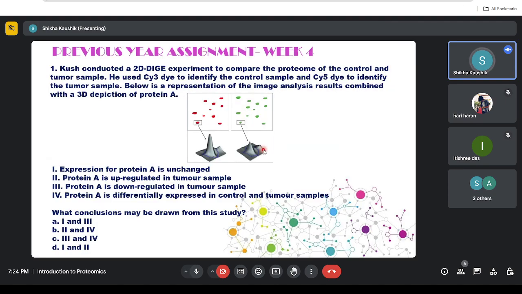So the green one is Cy3 actually. So this one is control and this one is your tumor. Cy3 is green, right? Cy5 is red. So the expression for protein A is unchanged, or protein A is upregulated in tumor sample, or protein A is downregulated in tumor sample, or protein A is differentially expressed in control and tumor sample. So what conclusion may be drawn from this study?